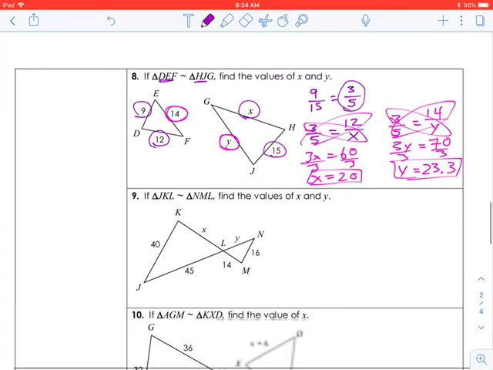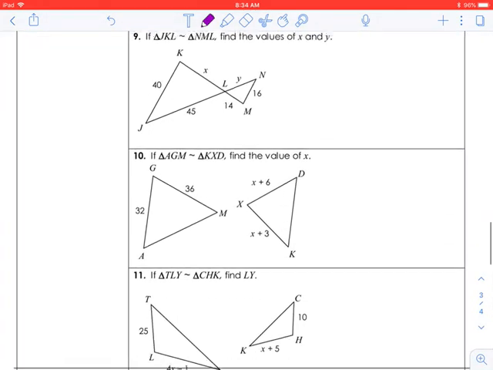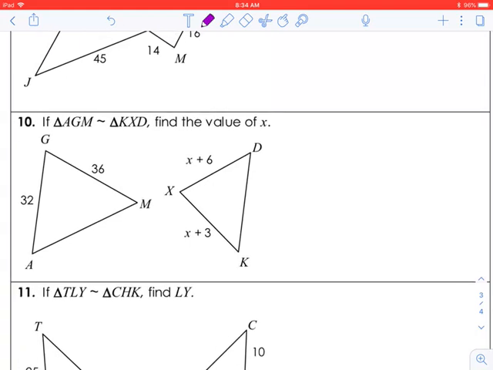So let's go ahead and skip down one to number 10. Same deal. AGM is similar to KXD. So find the value of x. Well, in this case, I don't have that third side. But what I do know is each of these needs to be the same.